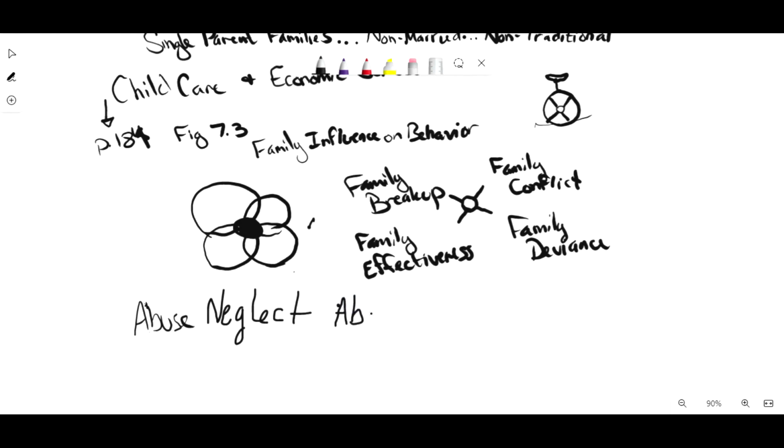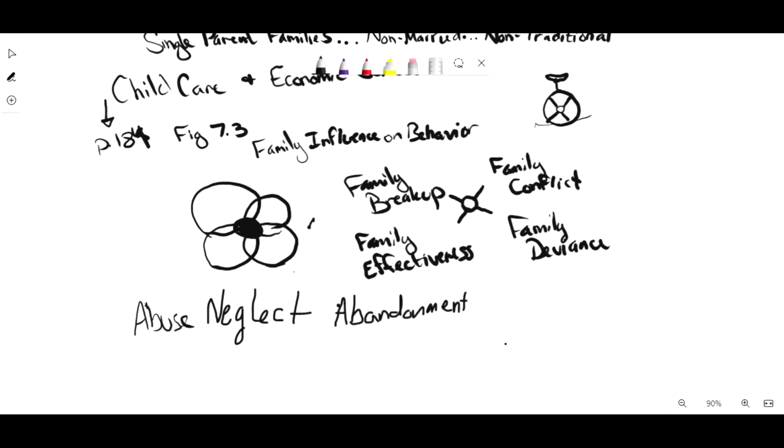The other thing with neglect is abandonment. Now, this one should be pretty straightforward. Abandonment is the active choice of leaving and not engaging with the child at all.